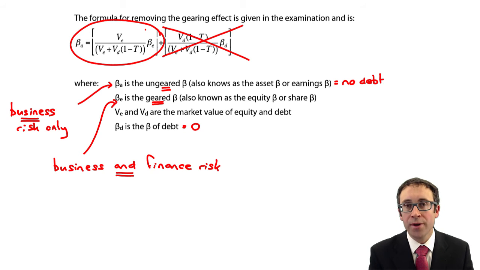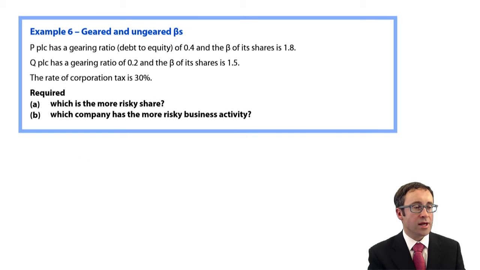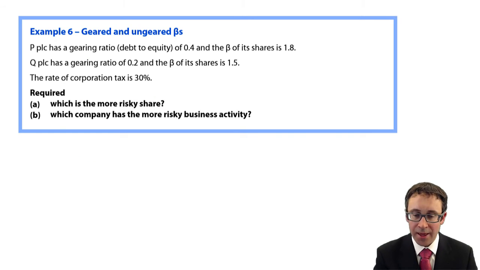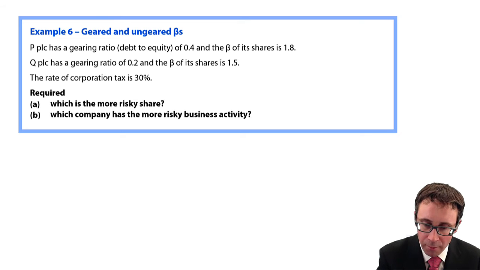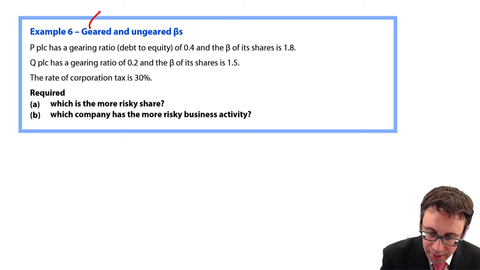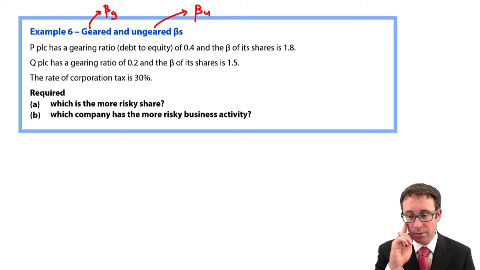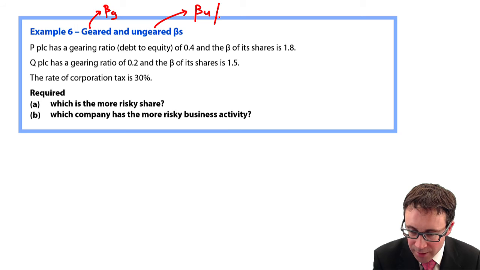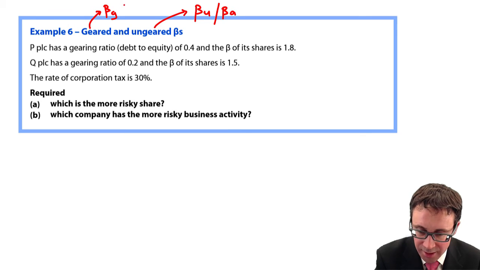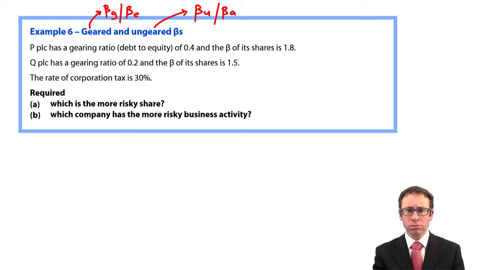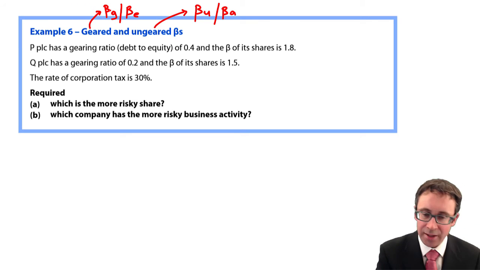And what we can do now is play around with the question. The example starts talking about geared and ungeared betas. So remember, your geared beta could be beta G. Your ungeared beta is beta U, but don't forget the ungeared beta is also referred to as beta asset, and the geared beta as beta equity. No wonder it gets quite challenging.